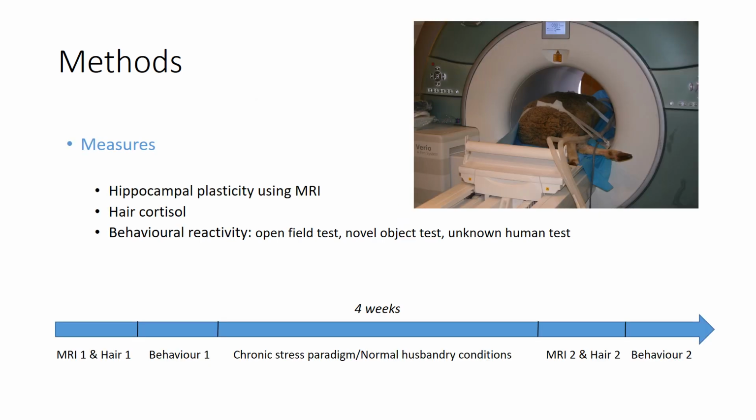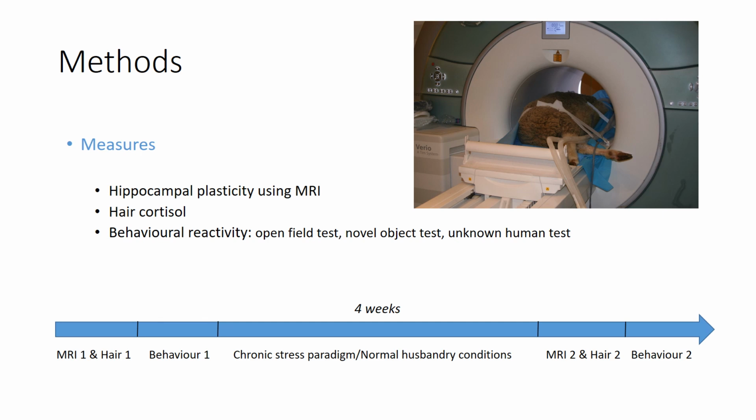At each time point, we measured hippocampal plasticity using MRI, hair cortisol concentration, and behavioral emotional reactivity using an open field test, a novel object test, and an unknown human test. You can see the timeline of the experiment at the bottom of this slide.